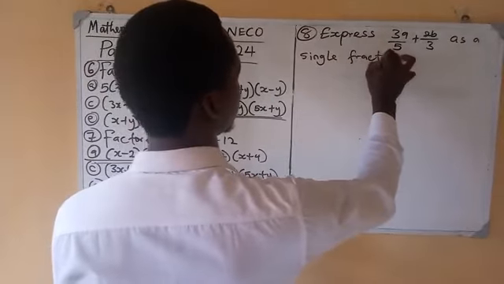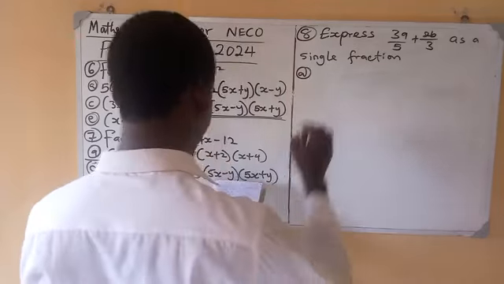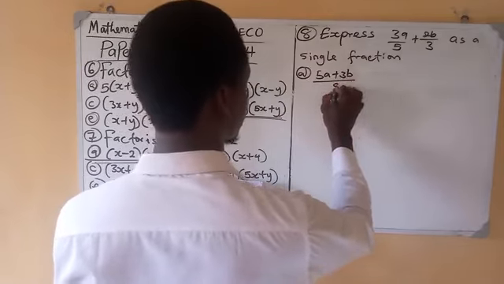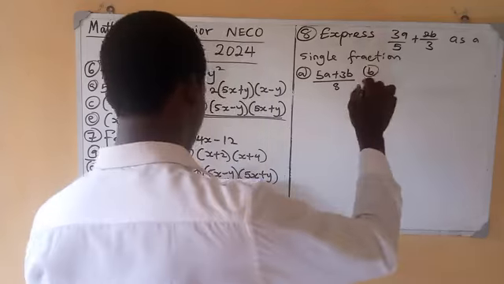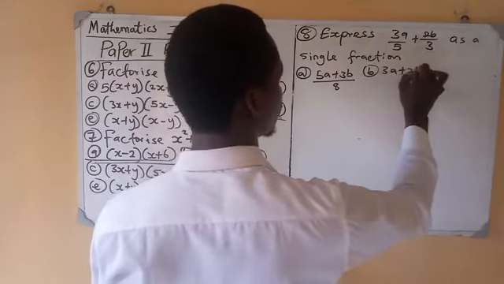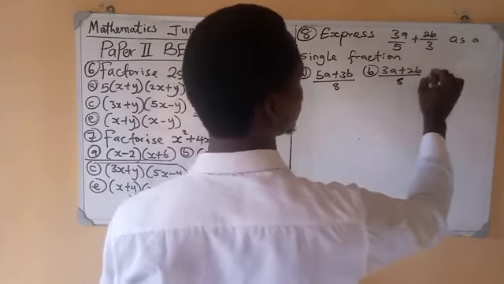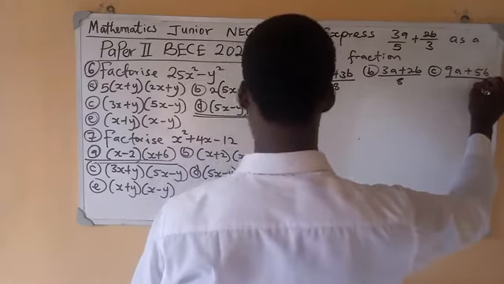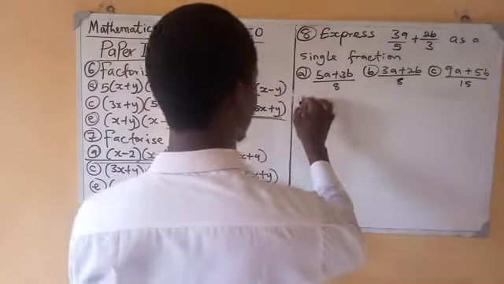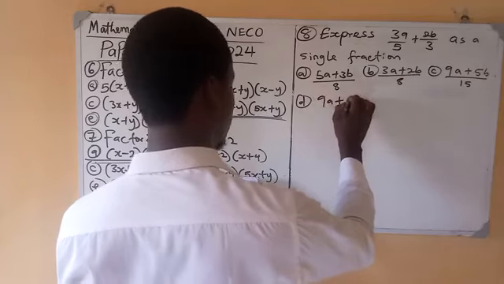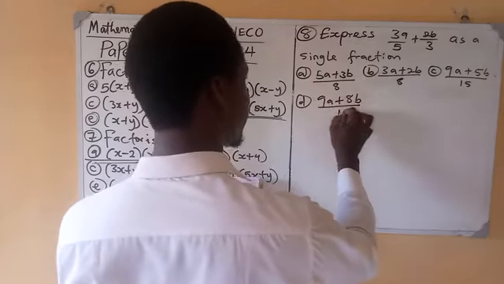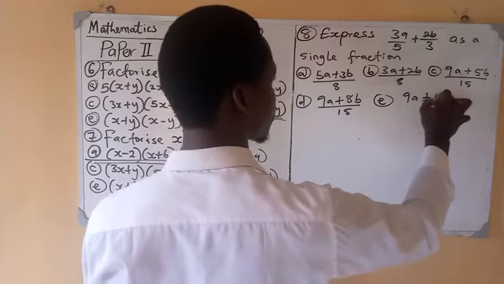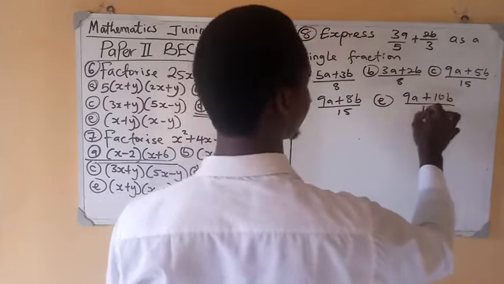Single fraction. Okay, the options given are: A, 5a plus 3b all over 8. B, 3a plus 2b all over 8. C, 9a plus 5b all over 15. D, 9a plus 8b all over 15. And E, 9a plus 10b all over 15.